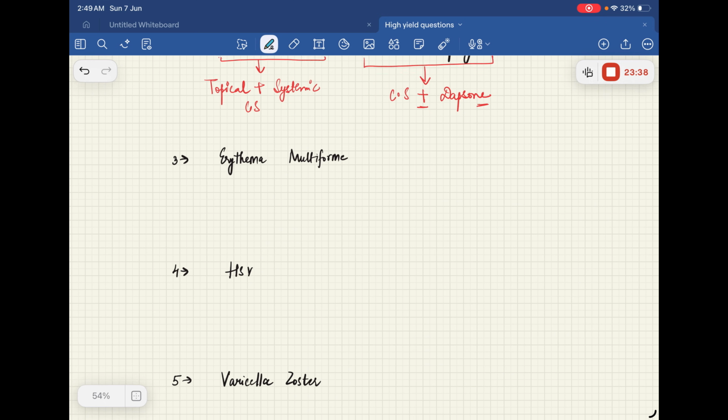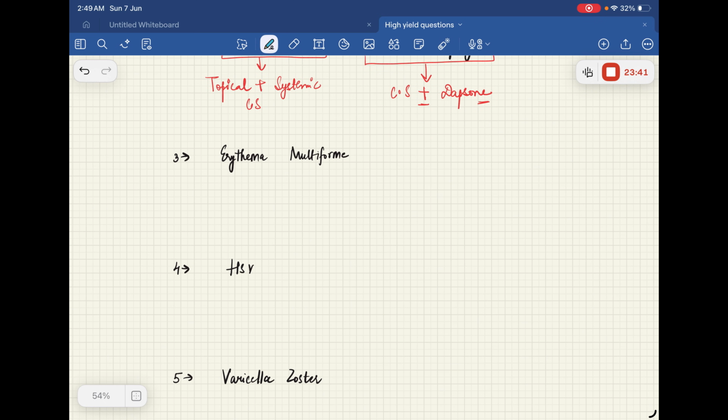Now, for erythema multiforme, we all know it is a hypersensitivity or immune mediated type. So the first step here is to stop the offending drug or the stimulating drug. Now, in case it is caused by HSV, treatment of herpes simplex virus is acyclovir, an antiviral drug, for prophylaxis.